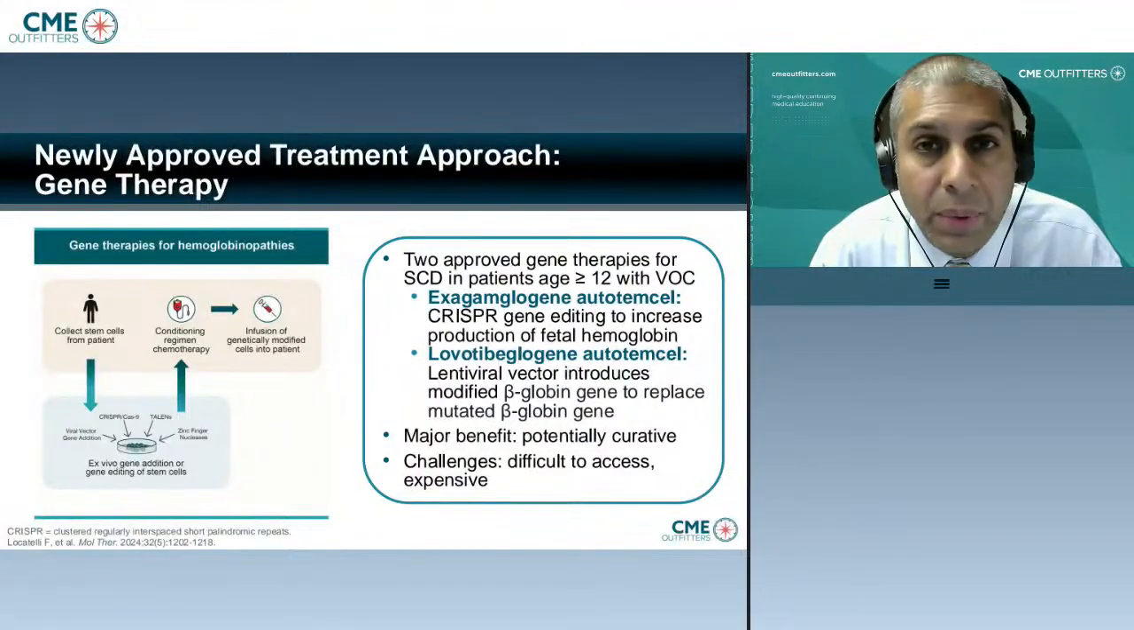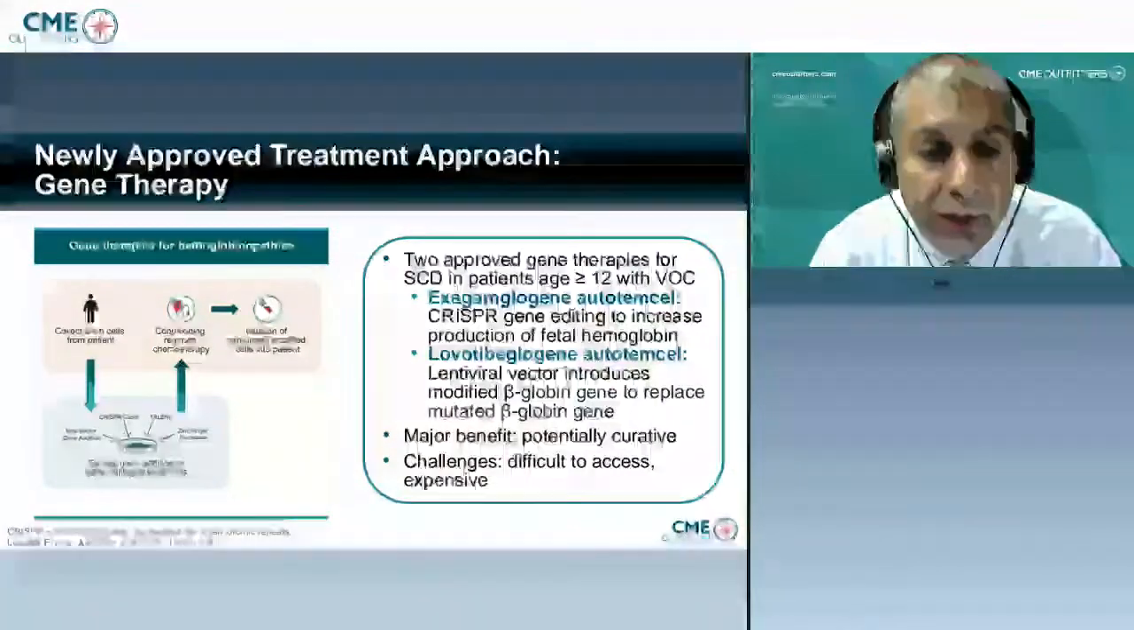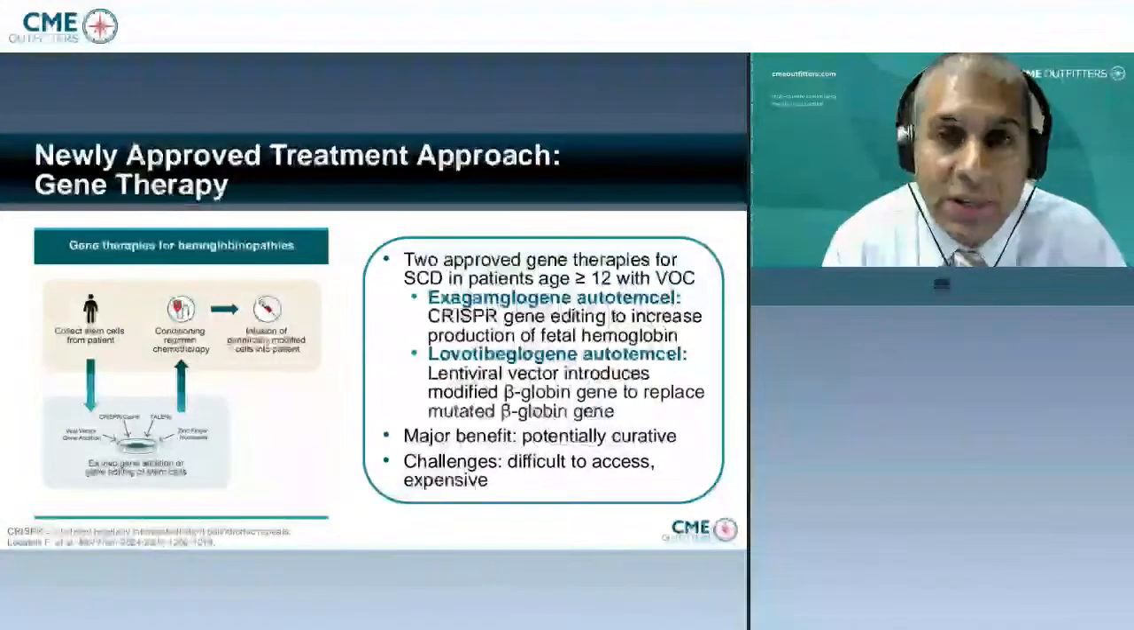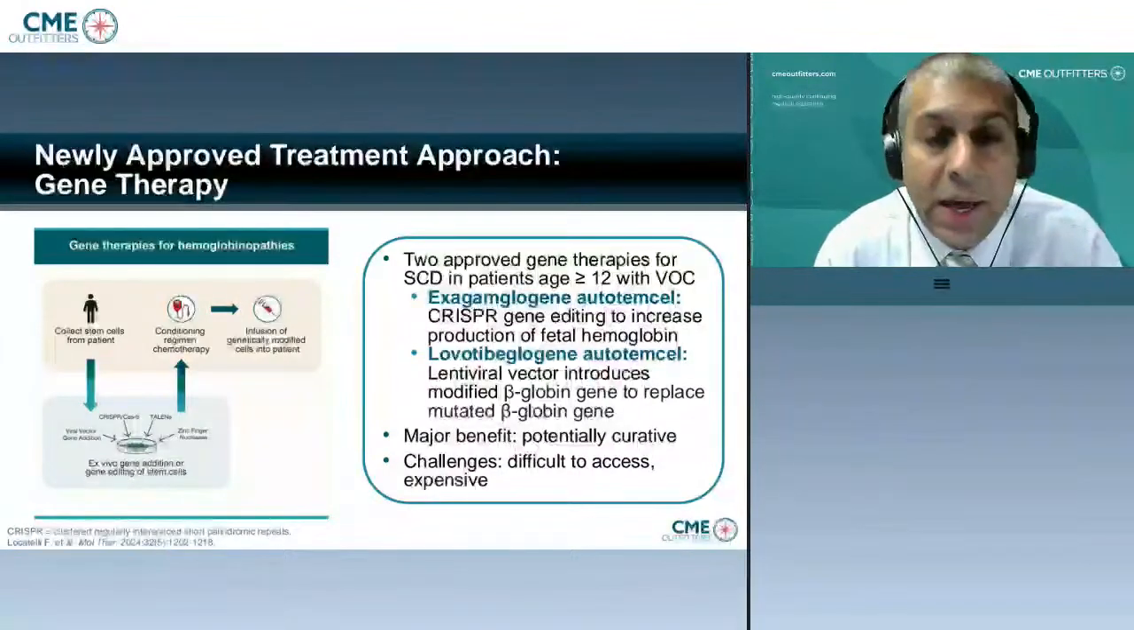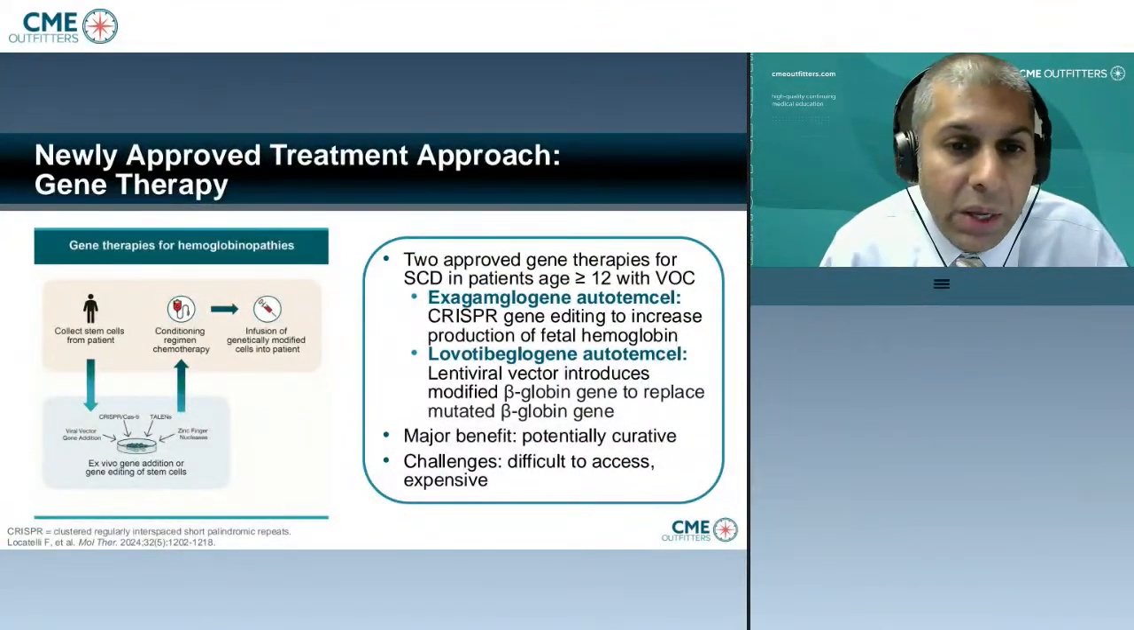And two of these agents have had really promising outcomes. One is Exa-cel and the other is Lovo-cel. They have different mechanisms of modifying and targets within the stem cell. One is a CRISPR that targets BCL11A, and the other one is a lentivirus that introduces a non-sickling hemoglobin A.